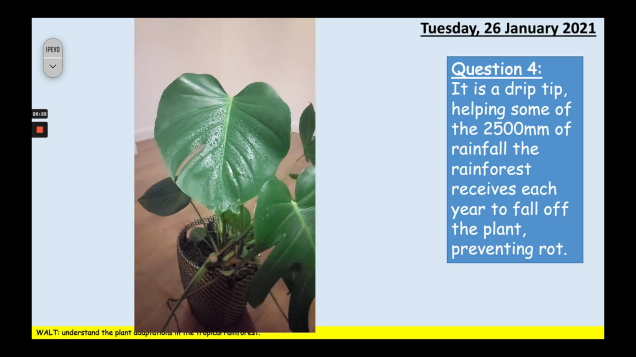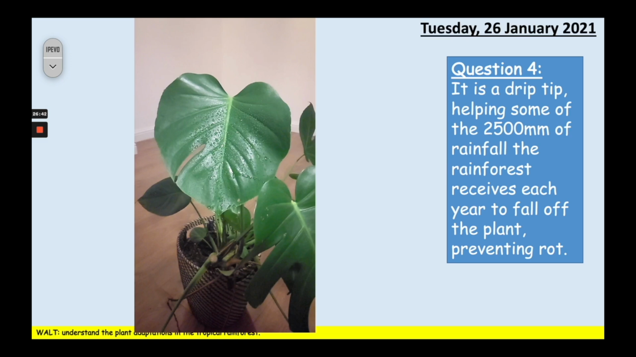Question number 4. So why is the end or the tip of that leaf shaped that way? And that's because it is a drip tip leaf, and it helps some of the 2,500 millimeters of rainfall the forest receives each year to fall off the plant, preventing rot. And you're going to see a slow-mo video here of the drip tip in action.